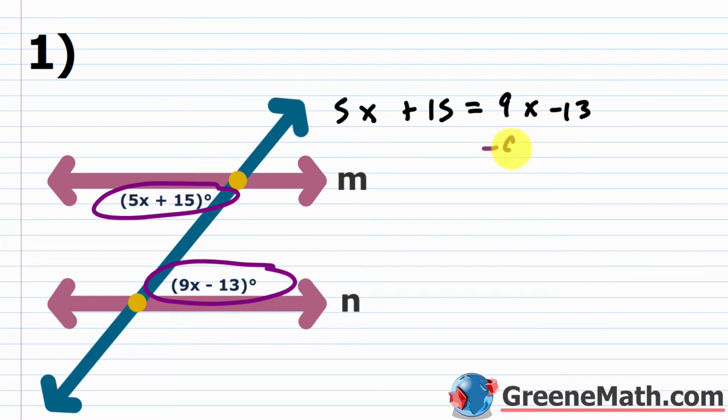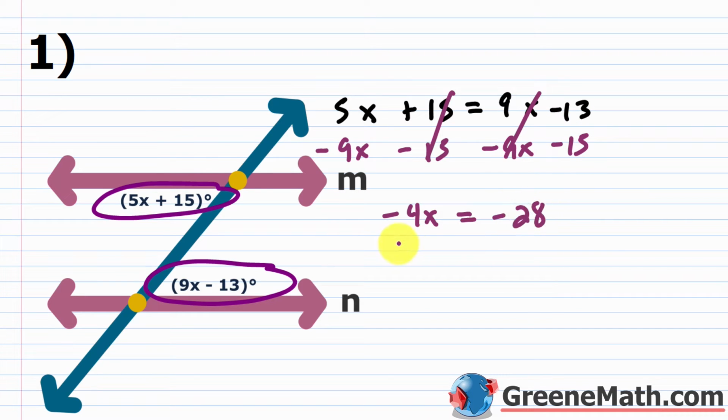So what I'll do is subtract 9x away from each side of the equation. This will cancel. I'm going to subtract 15 away from each side of the equation. This will cancel. So 5x minus 9x is negative 4x, and this equals negative 13 minus 15, which is negative 28. We'll divide both sides of the equation by negative 4. This will cancel. You'll get x is equal to 7.